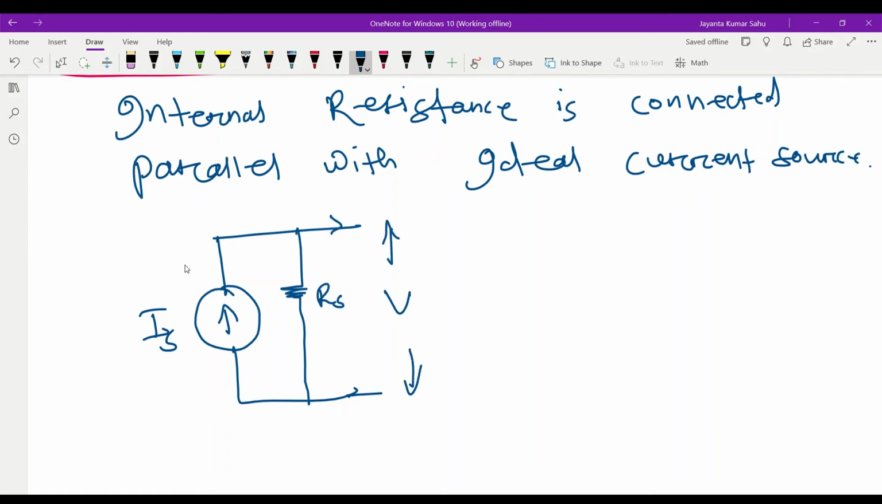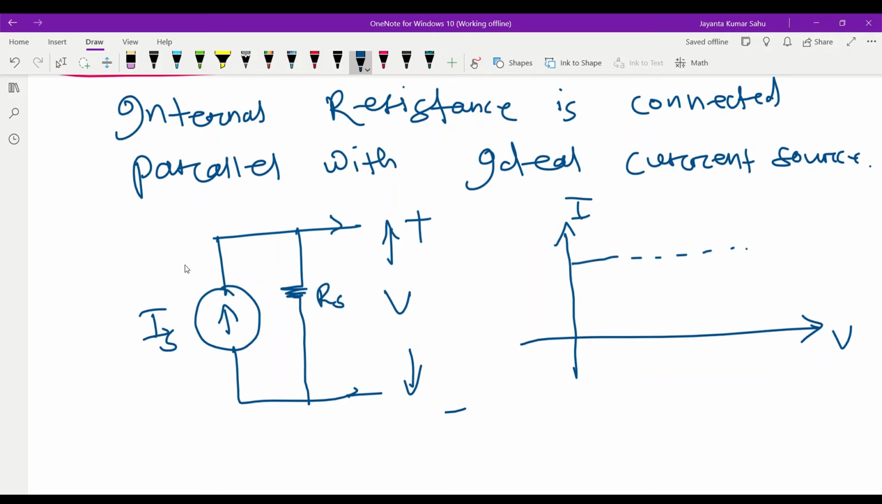That means if we draw the IV characteristic, what happens? This is my voltage, this is my current. For ideal current source, this is my graph. But due to the presence of resistance Rs parallel, there is some current dropped. This is the graph of the ideal current source.